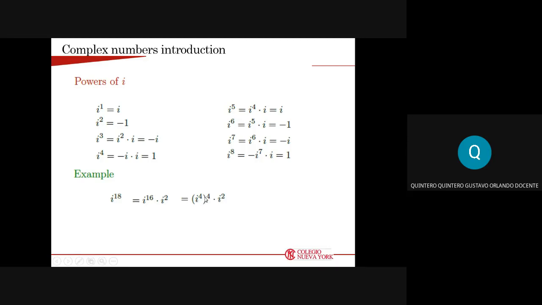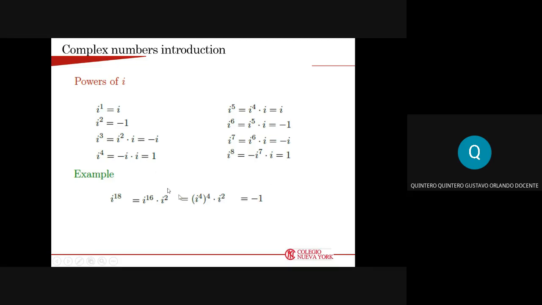So 4 to the 4th means 4 times 4, which is 16. Beautiful stuff here. And we know the solutions of this. We know how much is i to the 4th power. Look, i to the 4th power is 1. And we know how much is i to the 2nd power, which is -1. All we have to do is replace.